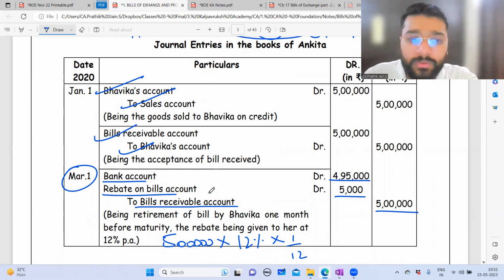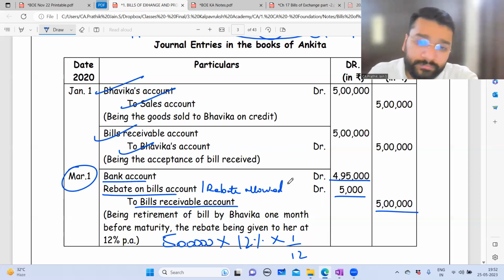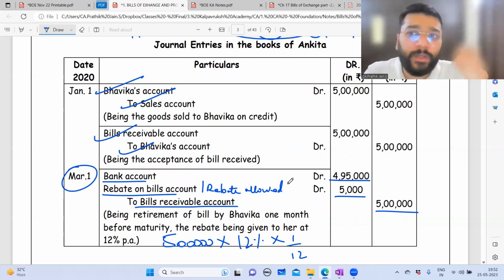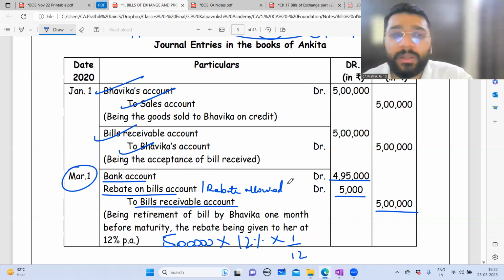So rebate on bill account, or you can say rebate allowed account. Rebate allowed means loss. We are allowing, for us it is loss, we are not receiving the money. Rebate received means gain. So this is loss, debit all expense and losses.